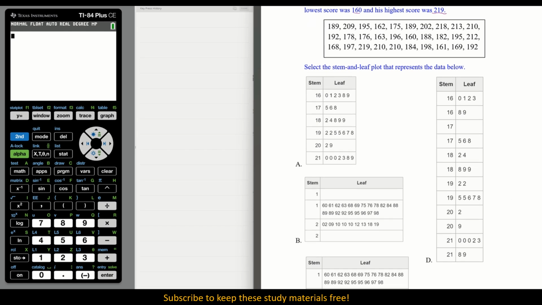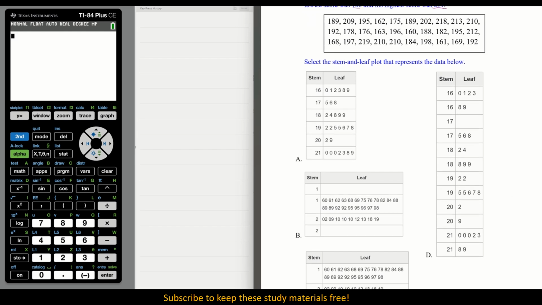Okay, in this situation, again, it says select the stem and leaf that represents the data below. Okay, it should say data above. Oh, hang on. I'll just correct that right now. Above. It's always nice when we have, I think the data got moved around. There we go. All right.